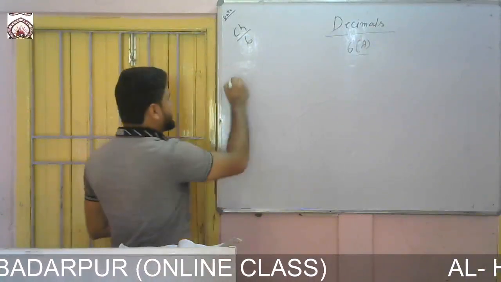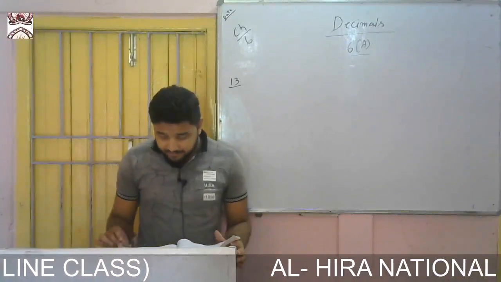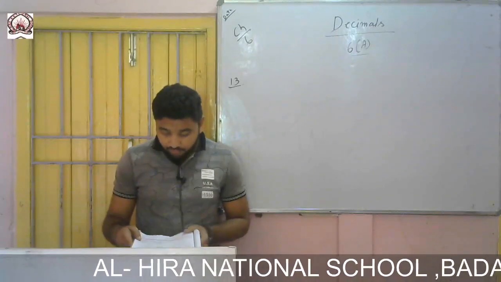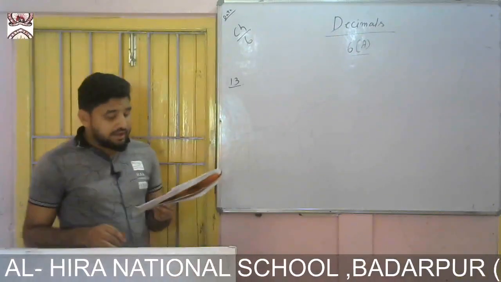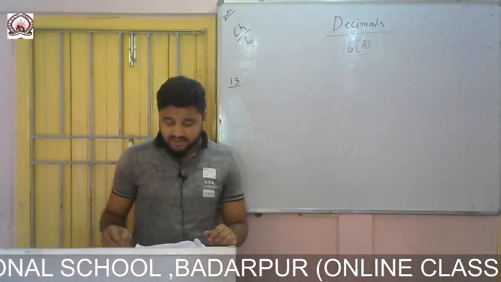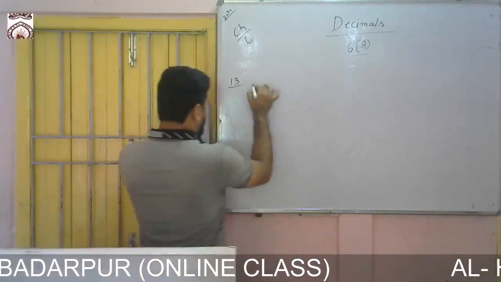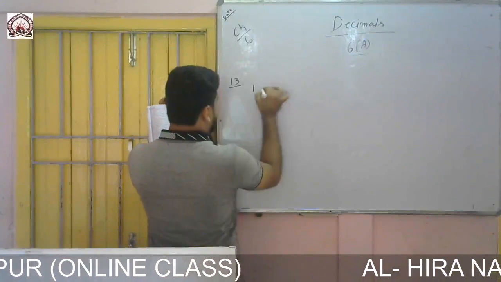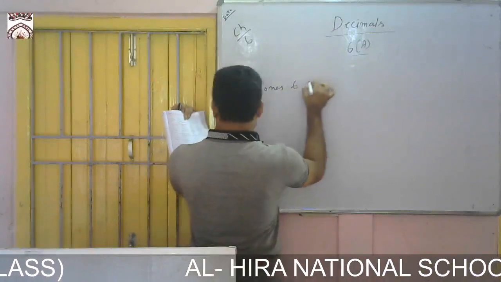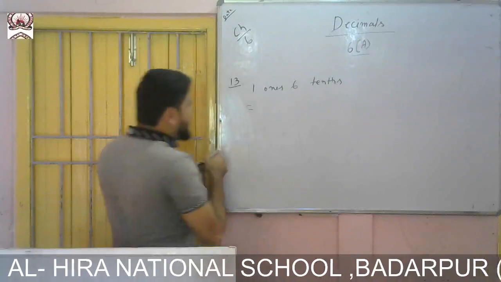So question number 13, what do you see? In column A, what is given? You see 1 ones and 6 tenths. 1 ones 6 what? Tenths. So 1 ones and 6 tenths.